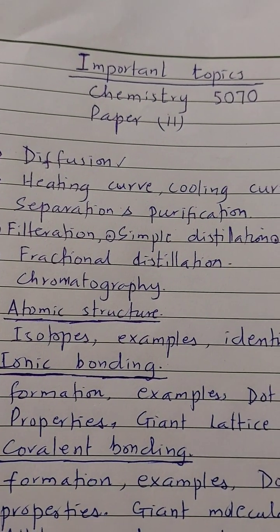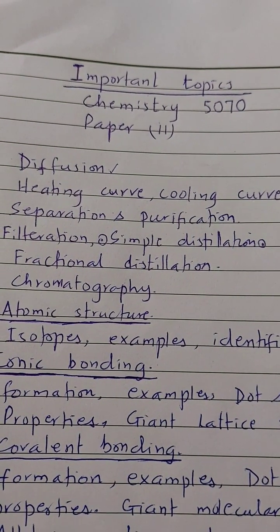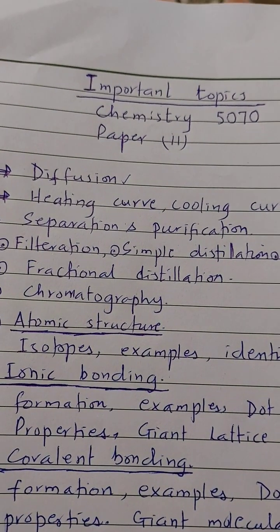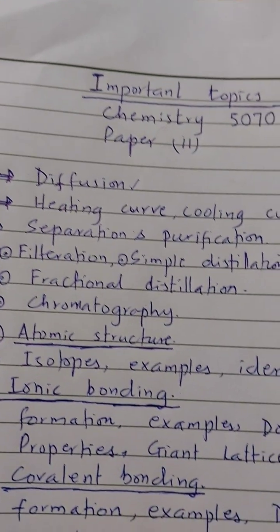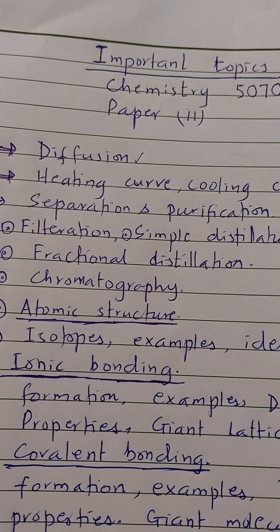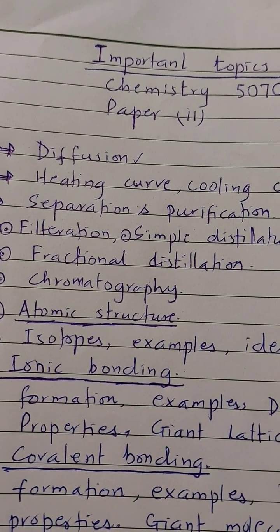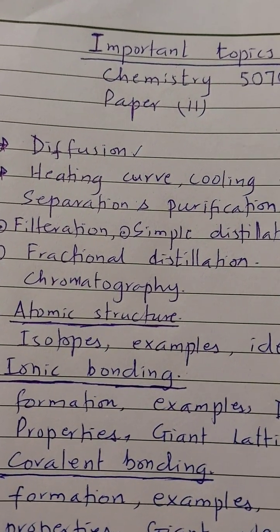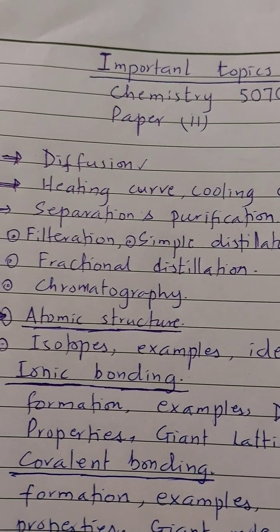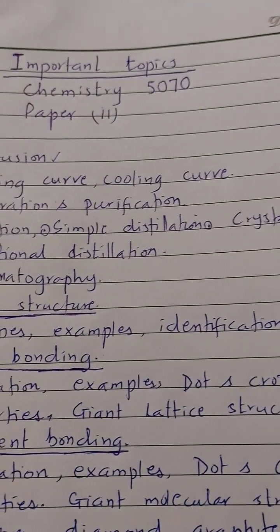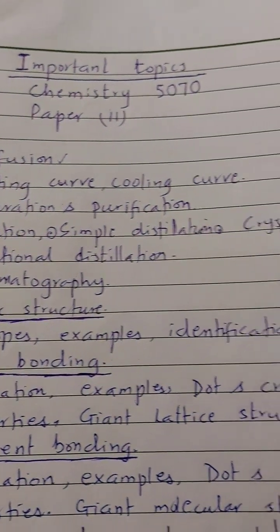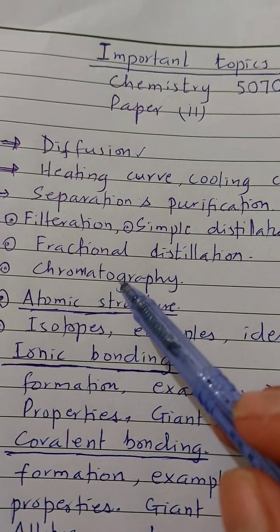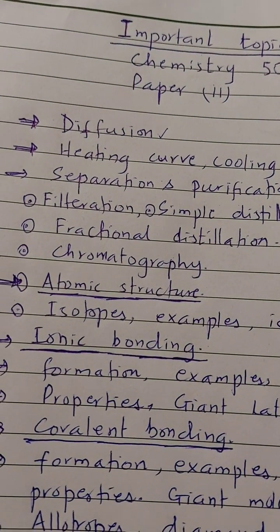Then some questions will come from chapters like separation and purification, because the majority of questions will come in paper 4, ATP, and this chapter is related to ATP as well, like filtration, simple distillation. But you have to go through the definitions of these terms like filtration, simple distillation, crystallization, fractional distillation, and chromatography as well, right?